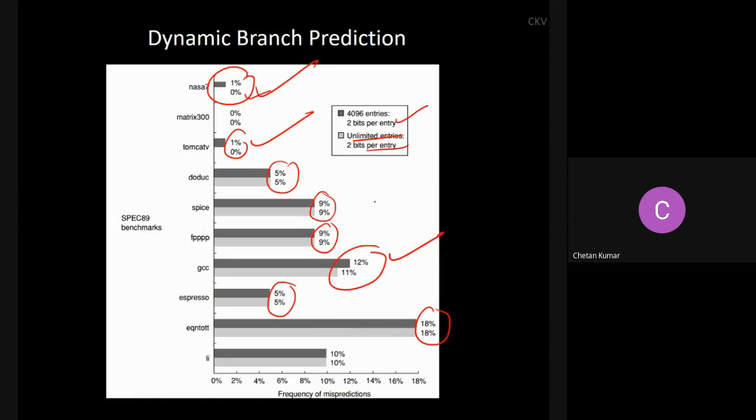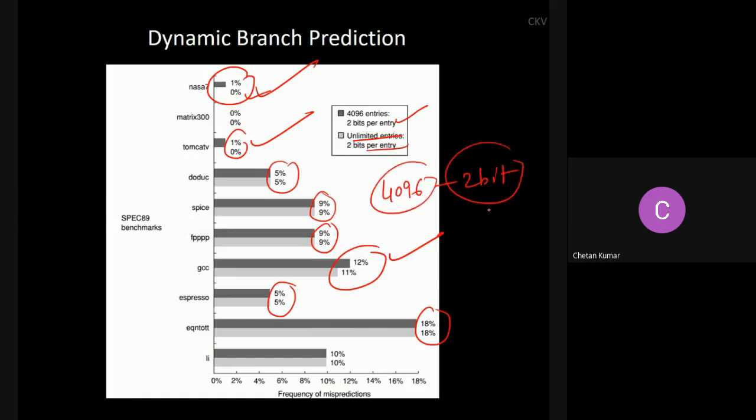Okay, so what does this information tell you? This basically tells you don't have to have a table equal to the number of branches. You don't have to have a branch history table with the number of entries equal to the number of branches. It's not actually worth it because the additional benefit that you get is very little, and only in some applications you get the additional benefit. So that is why in most cases you go with this 4096 entry table with a 2-bit prediction scheme.